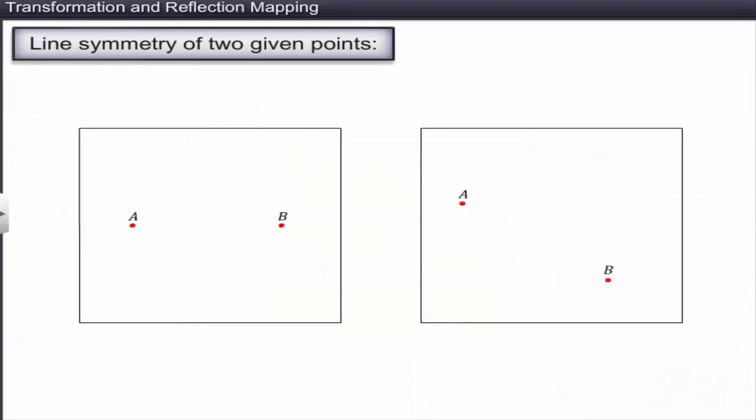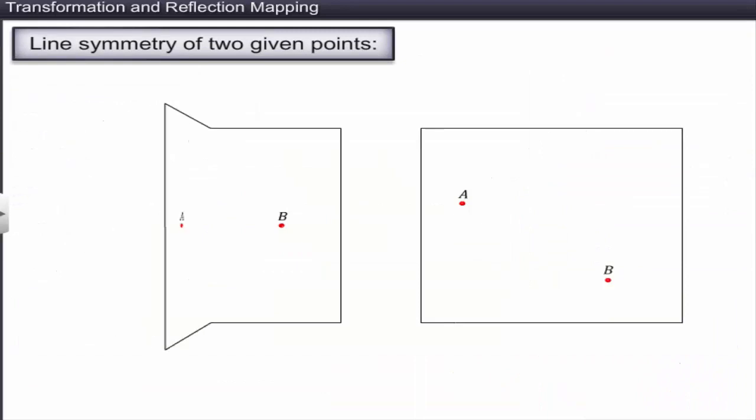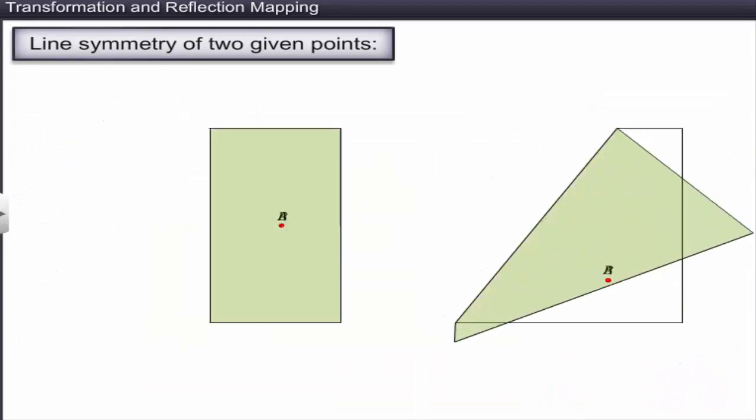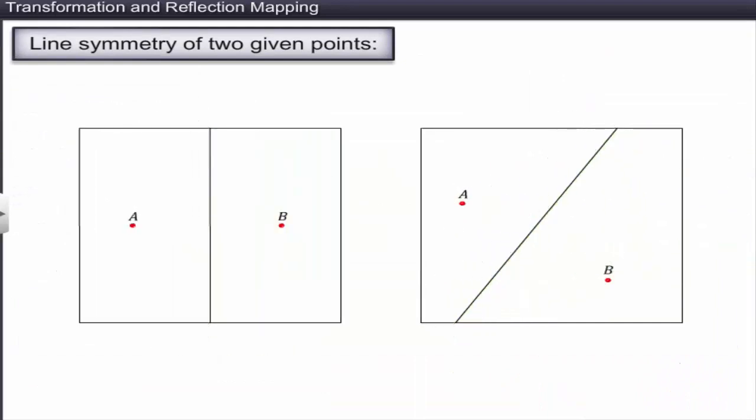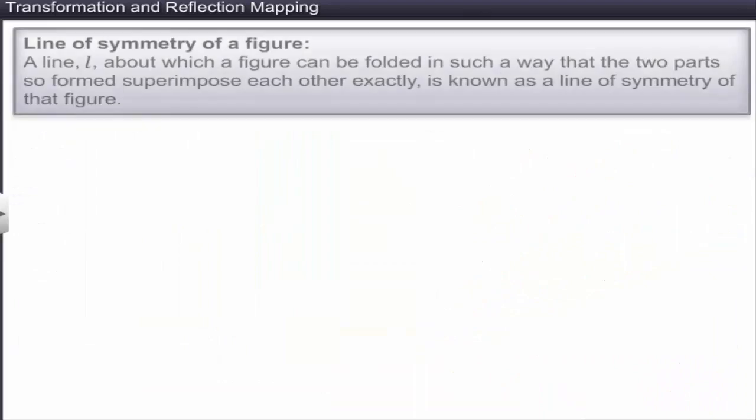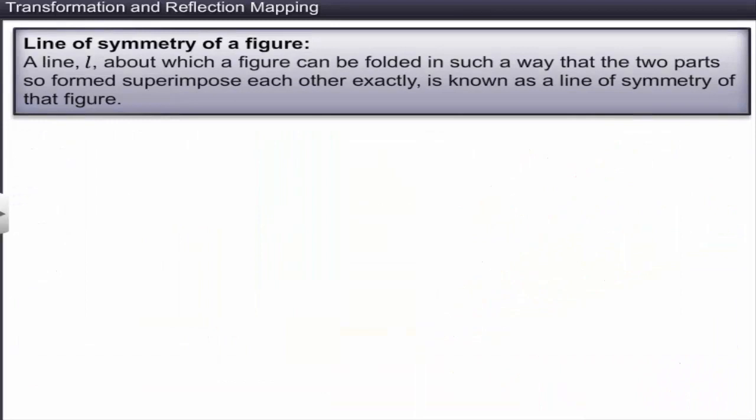Consider any two arbitrary points, A and B, on a sheet of paper. Fold the paper in such a way that point A coincides with point B. Now, unfold the paper. Observe the crease on it. This crease is the line of symmetry for points A and B. A line L, about which a figure can be folded in such a way that the two parts so formed superimpose each other exactly, is known as the line of symmetry of that figure.